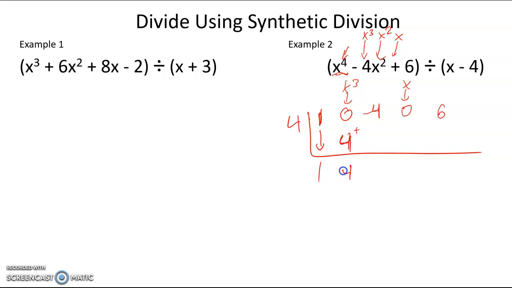0 plus 4, that gets me 4 again. 4 times 4, that gets me 16. I add these. Negative 4 plus 16 gets me 12. 12 times 4 is 48. 48 plus 0 is 48. If I multiply those together, I get 192. That's not 129, 192.